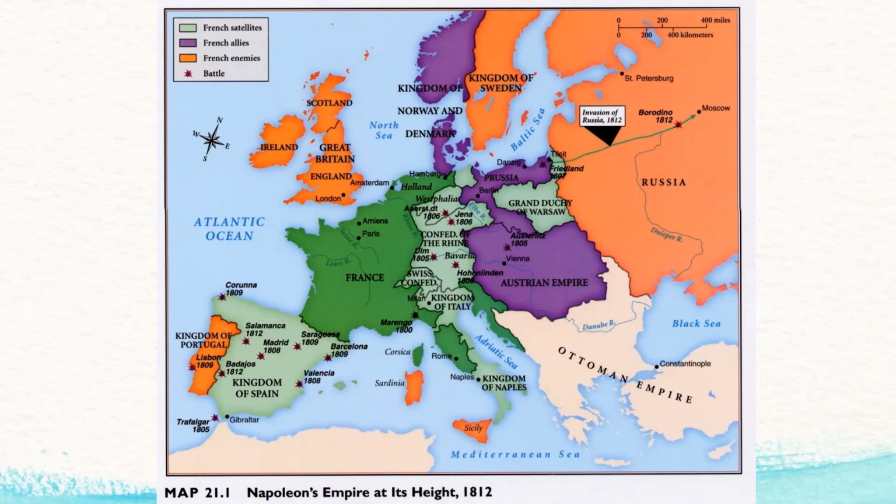But even on this map that shows Napoleon at the height of his power, we see what started the process that led to his downfall. If you look at this little green arrow here that says invasion of Russia 1812. That's where things started going badly for Napoleon, and it was all his fault.